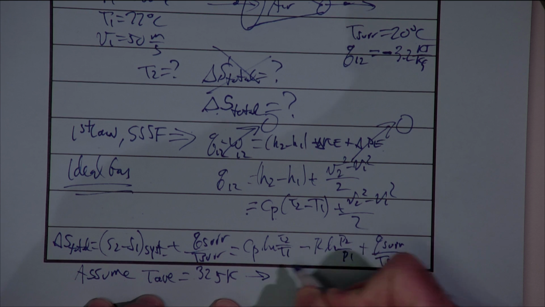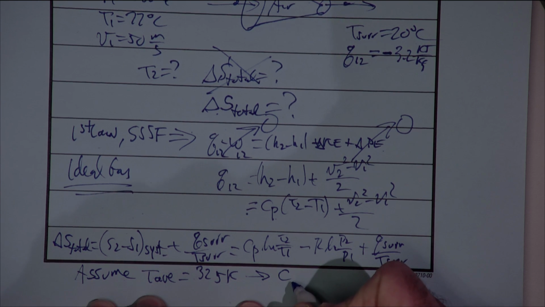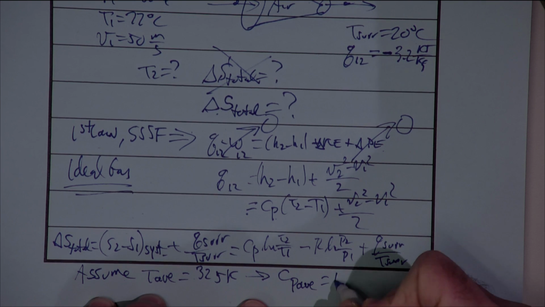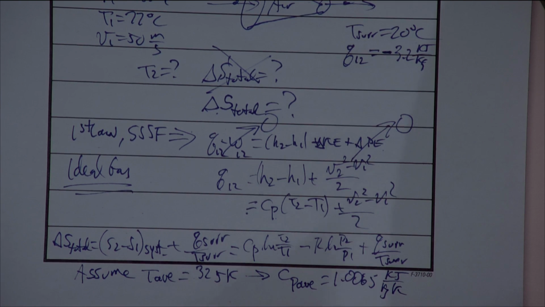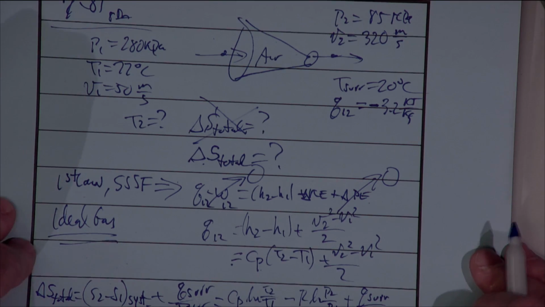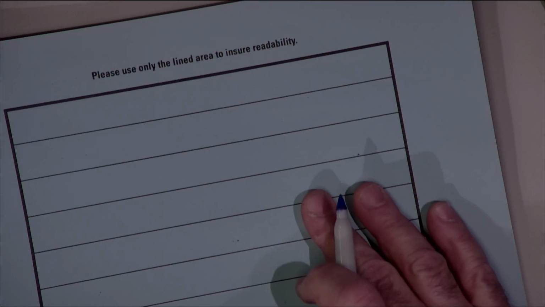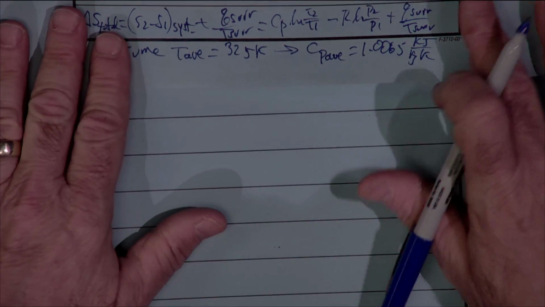And if I assume that, then I would go into my tables, and Cp at the average temperature is 1.0065 kilojoules per kilogram per Kelvin. Now I can, at the end, check this just to see if that was a good assumption, that the average temperature was about 325. We'll see. So now that we have our value for Cp, let us continue and actually finish up the problem.